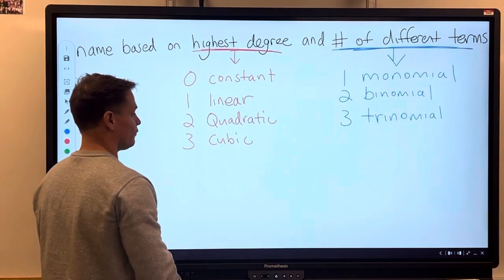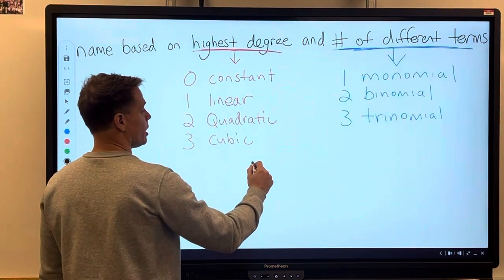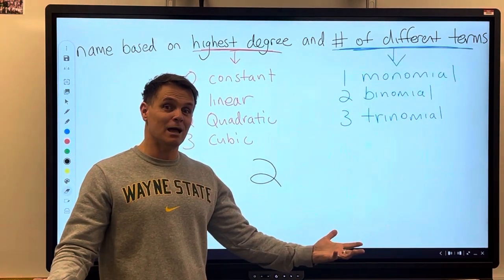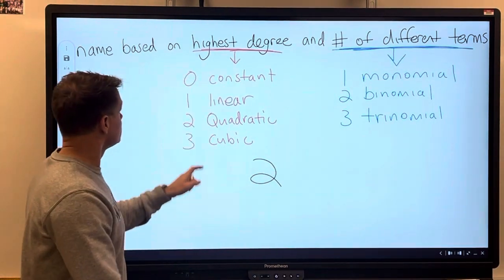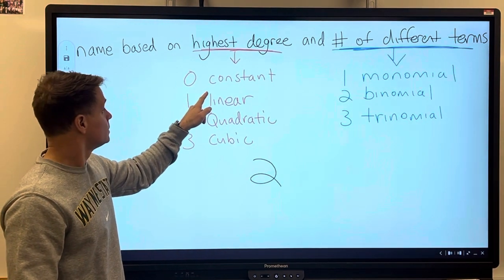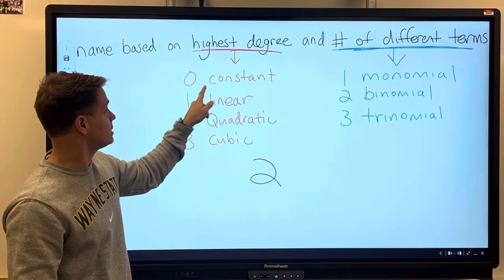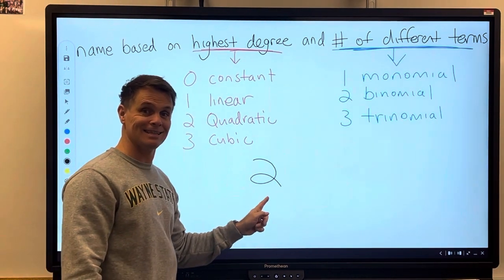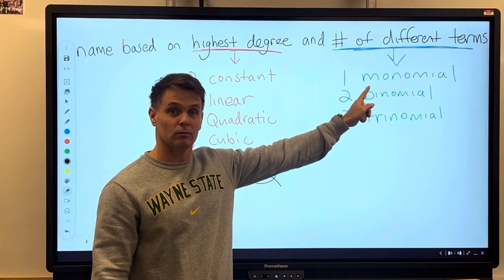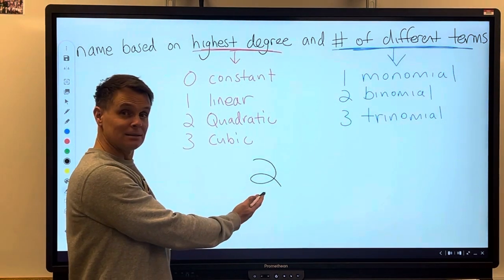Here we have the number 2. So if we had to name the number 2, it has no exponent. So if it has no exponent, it's to the power of 0. It's a constant. Then when we go over here, it's a constant monomial. It's got 1 term. Constant monomial.